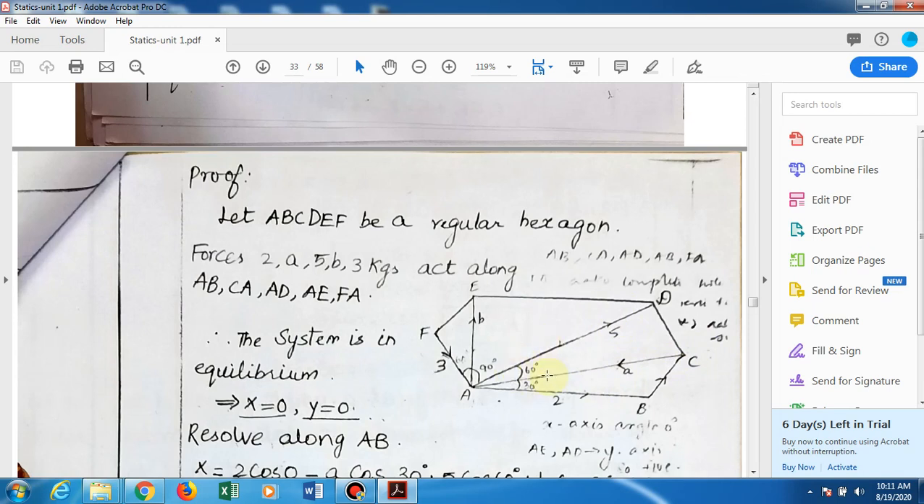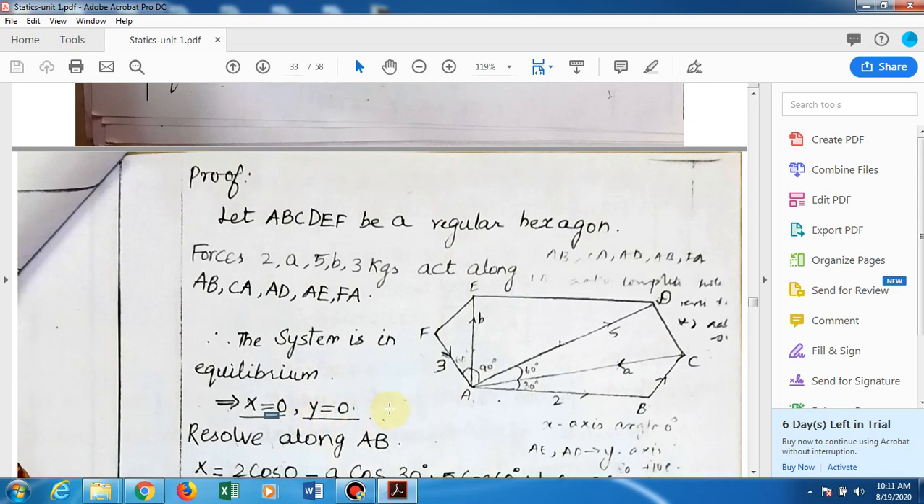See here, the arrow mark for AB is going upward, so it will be positive. CA is downward, so the value will be negative. Okay girls, other forces going upward, you will put positive. They have given the system is in equilibrium, so x is equal to 0, y is equal to 0.